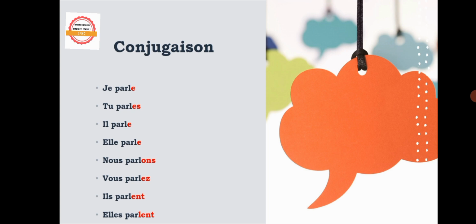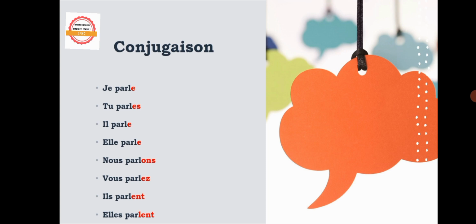Nous parlons, you add ONS. Vous parlez, you add EZ. Ils parlent, you add ENT. The ENT is silent, is mute, it's not pronounced. It is the mark of third person plural. Ils parlent, not il parlent-e. No, ils parlent. Elles parlent.